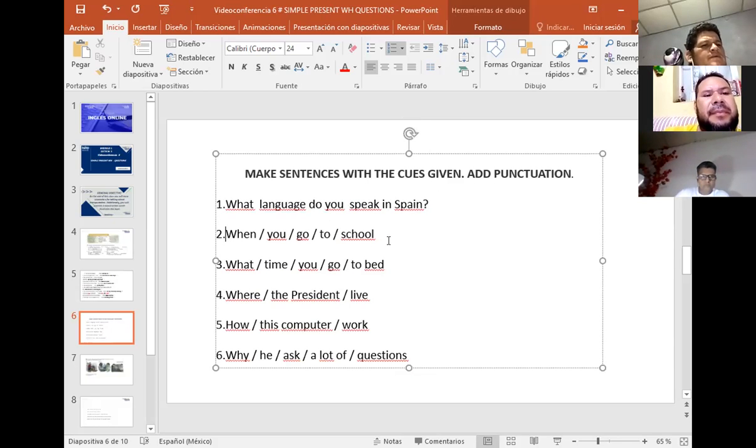Y la respuesta es... ¿Cuál es la respuesta? Spanish. Yes, it's Spanish. Number two. When do you go to school? ¿Cómo sería la número dos? When do you go to school? Right? ¿Y qué más nos falta? Question mark. Yes.